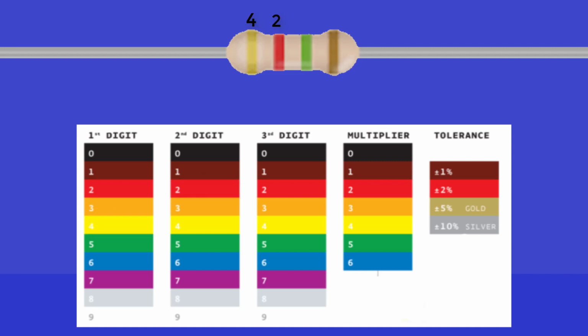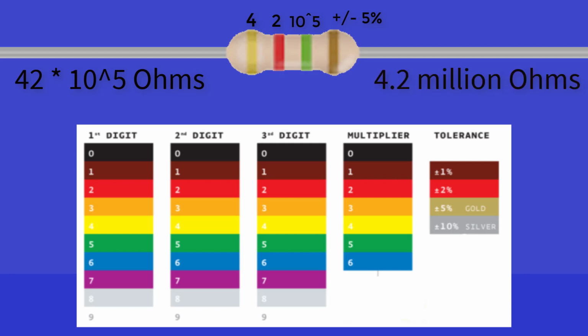Our penultimate band, the multiplier band, is green, corresponding to 10 to the 5th power. Our last band is the tolerance band, which is gold, corresponding to plus or minus 5%, the range that the resistor will have. Therefore, we know that the value of our resistor is 42 times 10 to the 5th ohms, or 4.2 million ohms. That's a lot. And this will fall into the range of plus or minus 5% of 4.2 million ohms, which 5% of 4.2 million is 210,000 ohms.